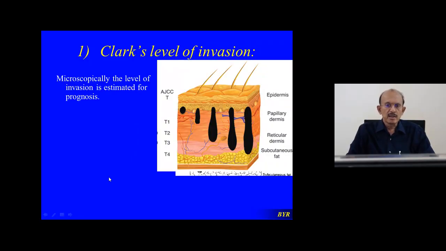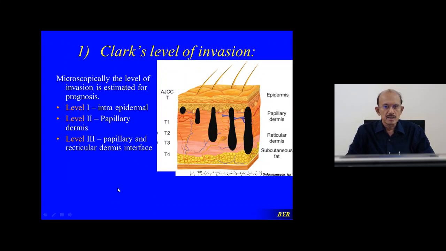So microscopically, the level of invasion, meaning deeper invasion, is estimated for prognosis. Level 1, it is intraepidermal. Level 2, up to the papillary dermis. Level 3, up to the interface of papillary and reticular dermis. Level 4 is up to the reticular dermis. Level 5 is subcutaneous tissues.